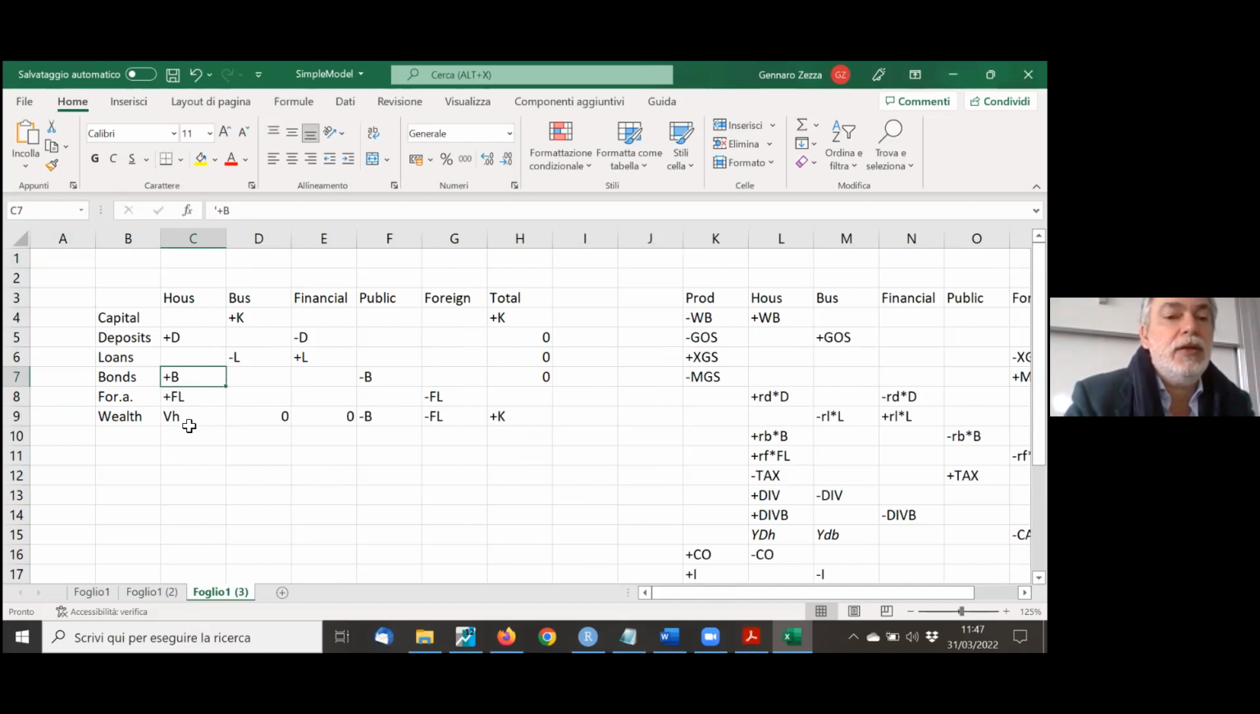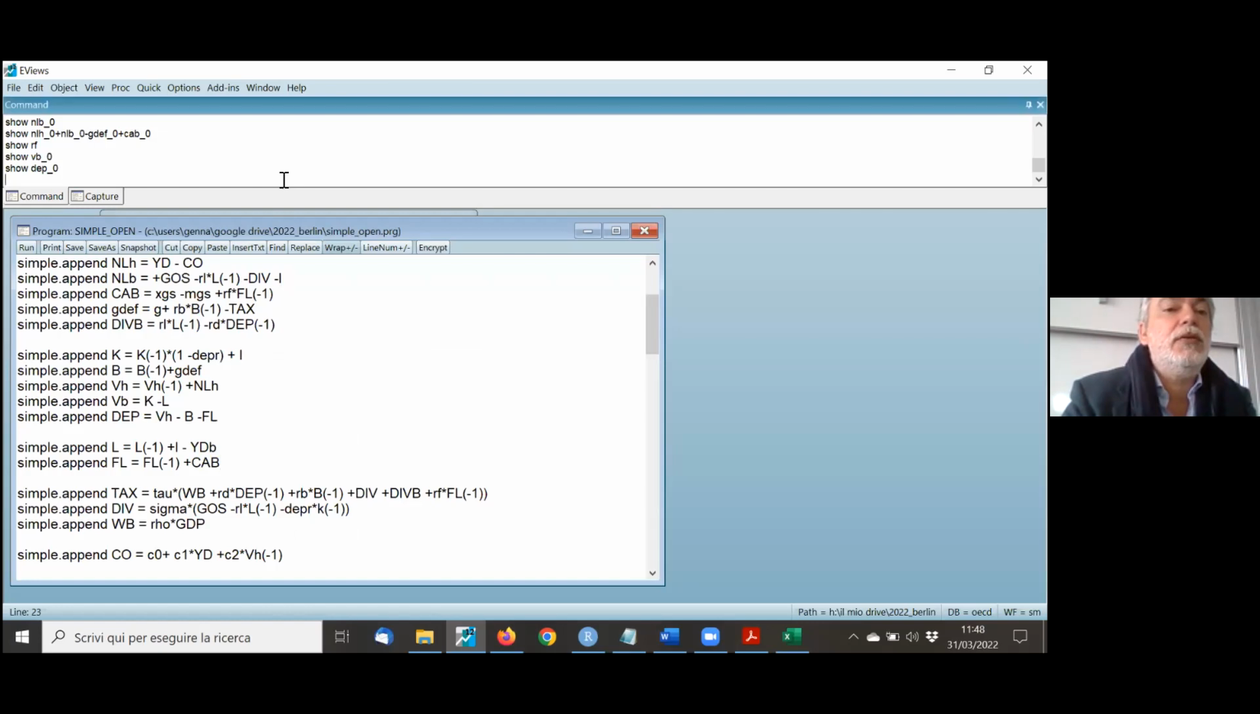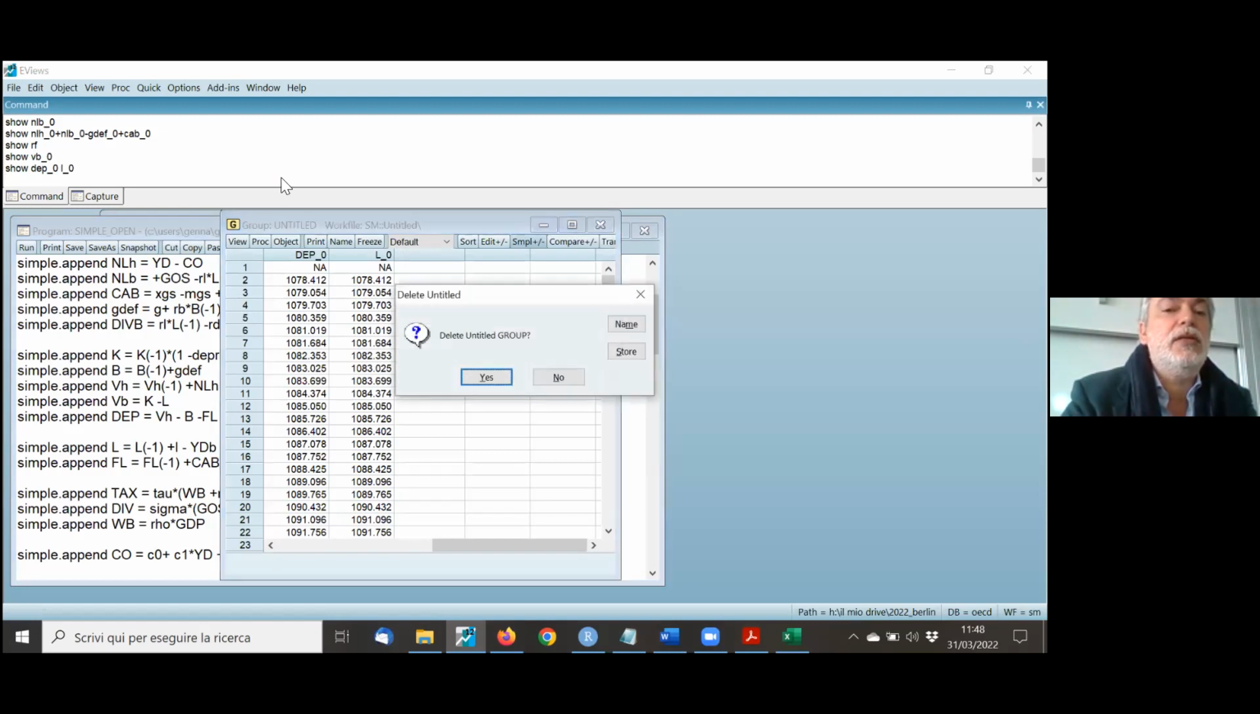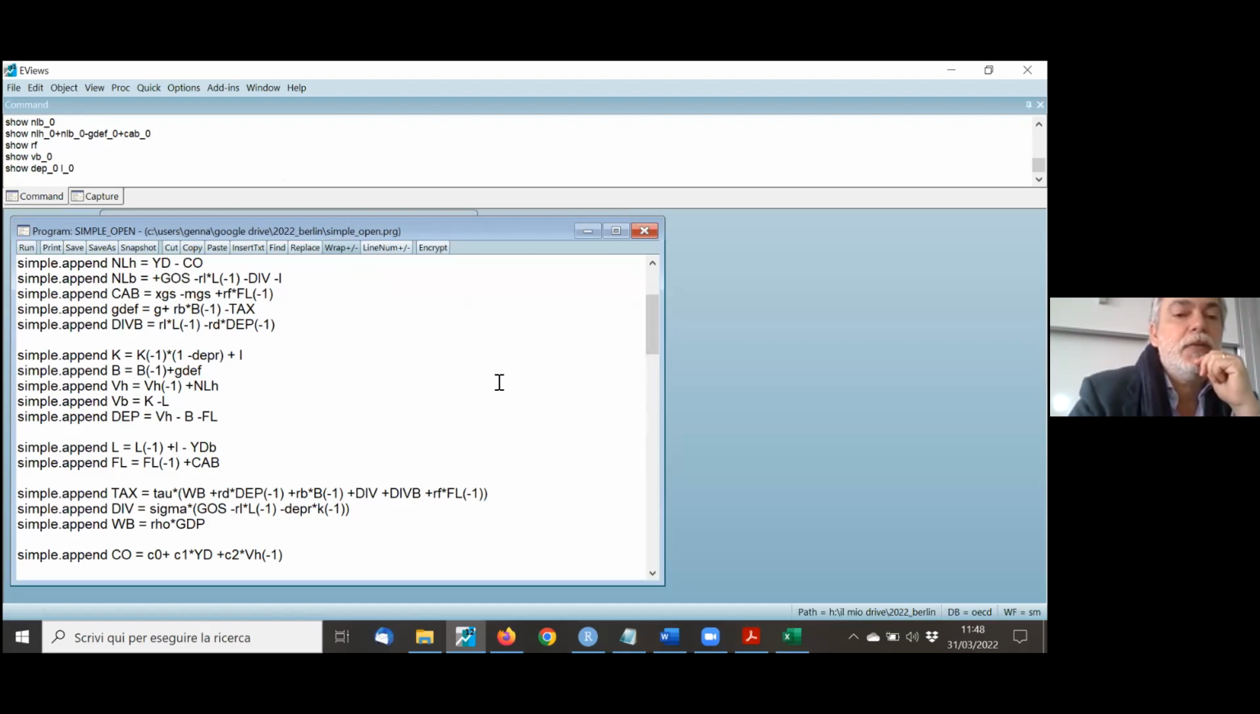And the wealth of the households is the result of their net lending or their saving, and deposits are the residual. And I think that deposits are still equal to loans. Yes, this is at least the hidden equation, which is still valid, but there is some inconsistency somewhere.